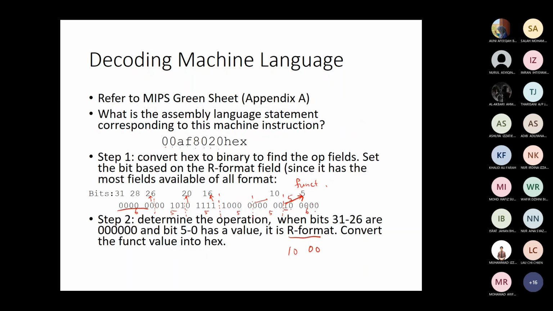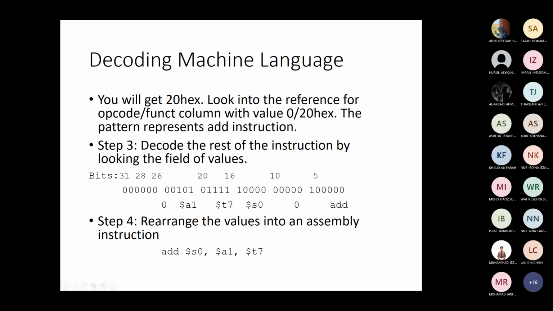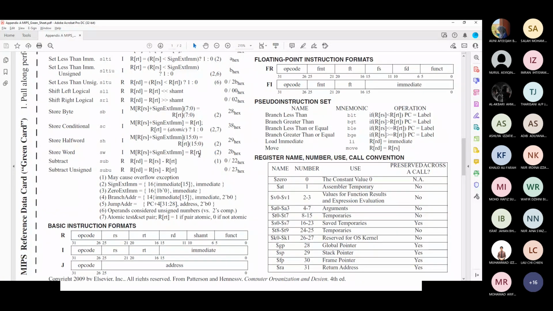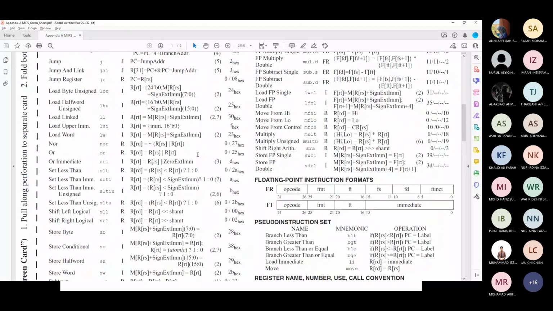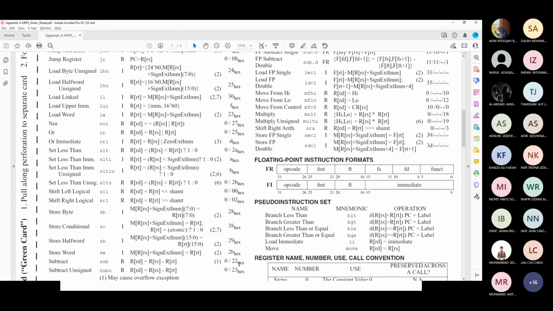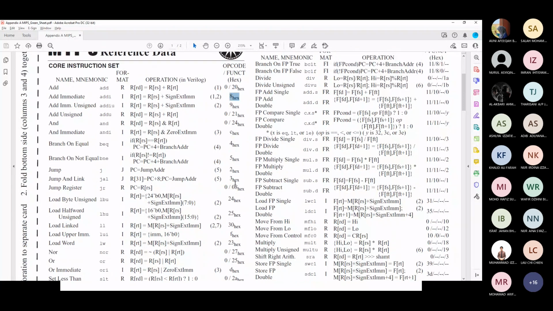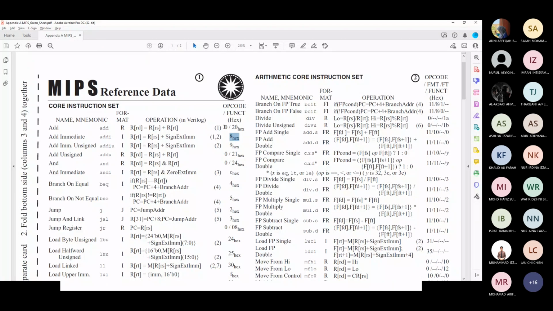it is 1, 0, 0, 0, 0, 0, right? So convert it into hex. This will become 2, this will become 0, so you will get 20 hex. Look back on the green sheet and find 20 hex on this column. Look at the R format only. So 0/2A, 0/27, and this one, 0/20. So 20 is the value of your function.